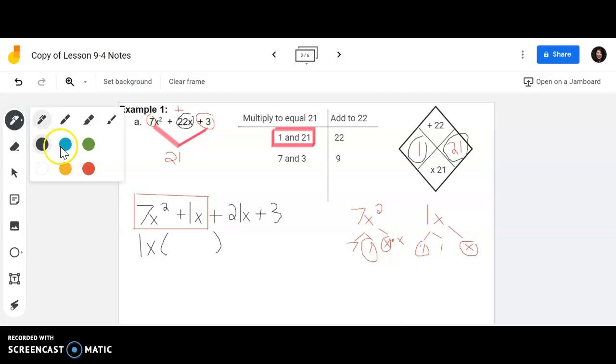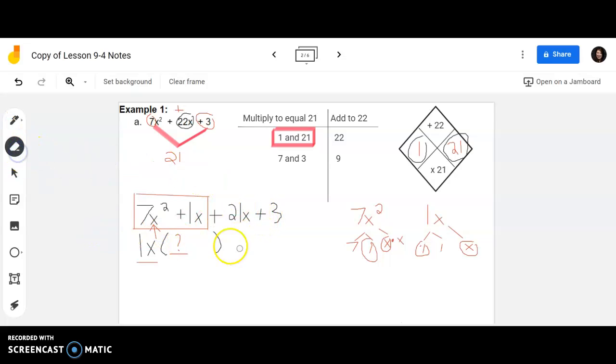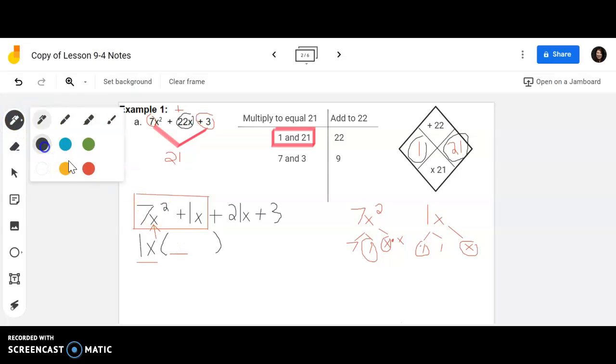Then what we want to figure out is, what's the other factor? So we ask ourselves, here we have 1x. 1x times what is going to multiply to get us 7x squared? Well, we know that 1 times 7 equals 7, so we can put a 7 here. And then if we have an x, we're going to need one more x here to get x squared.